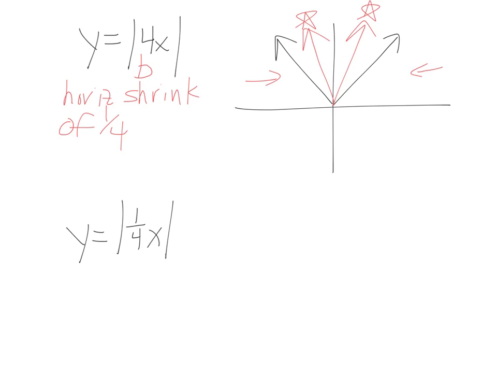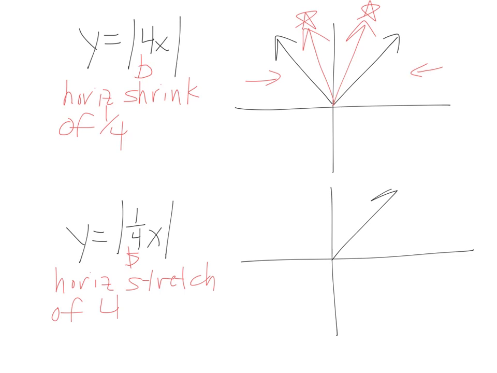The bottom one, 1/4, is the b value. And if it's less than 1, if b is less than 1, it's a horizontal stretch of, and you flip b over, horizontal stretch of 4. So again, here's the parent graph. The horizontal stretch means it's being pulled apart from the left and the right, so it will be more wide.